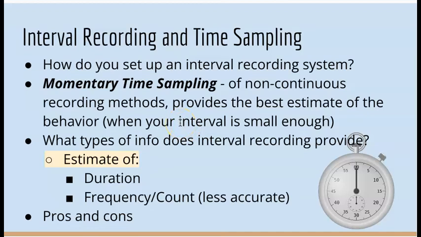So if you only observe the behavior every 5 minutes, it's not going to be very effective. With momentary time sampling, if you observe every 20 seconds, every 30 seconds, or at least every minute, not going longer than a minute, for most on-task behaviors, that will give you a decent estimate of the behavior. If you start going longer than a minute, you very likely will no longer have a good estimate of the behavior. It does give you a nice estimate of the duration of behavior. It can give you some information on frequency or count, but it's less accurate.